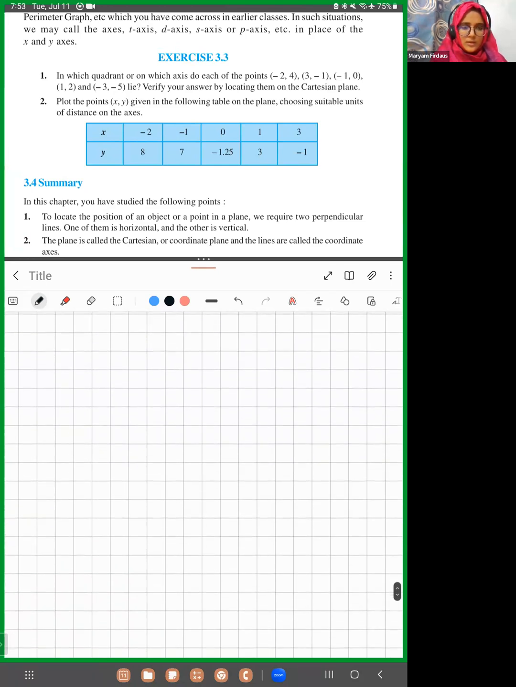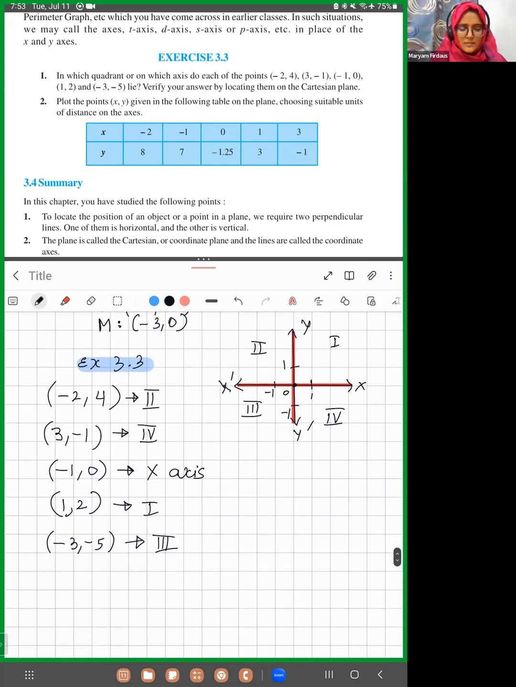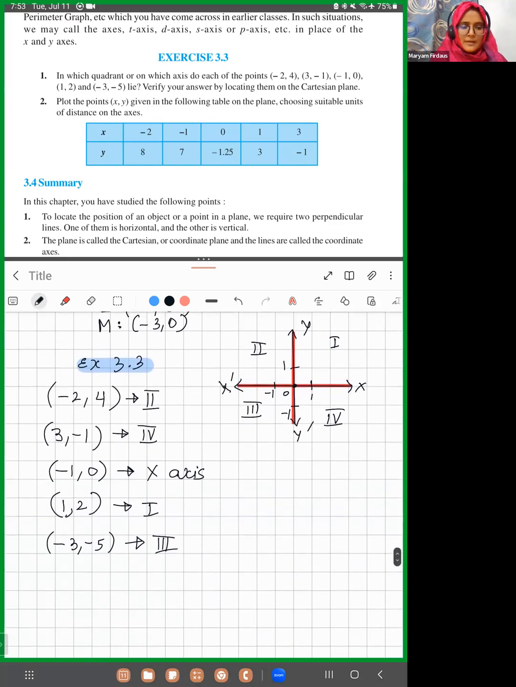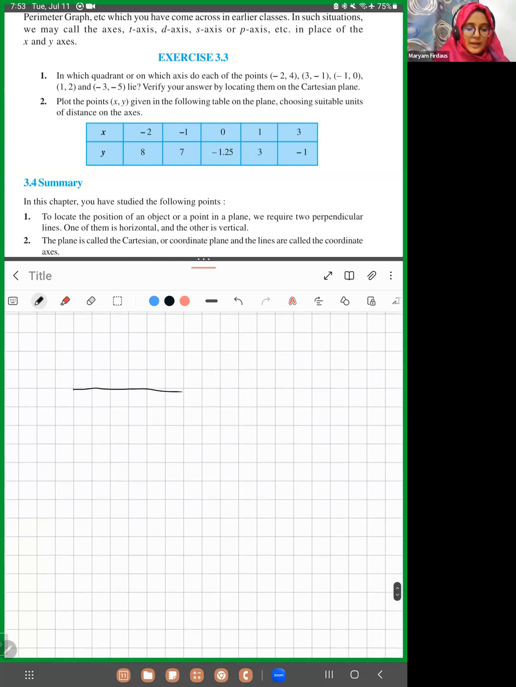Ma'am, I have a doubt. Yes. What is negative 1.25? Negative 1.25. Okay, see. If this is your number line, okay, this is your number line, and let's say this is your 0, this is your 1, this is 2, this is 3, this is negative 1, this is negative 2. Okay, pay close attention here.